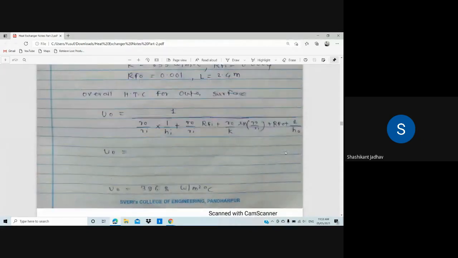Overall heat transfer coefficient for the outer surface. So all of you write down this equation. What is the equation? We already derived it in yesterday's lecture. UO is equal to 1 divided by [RO upon RI into 1 upon HI plus RO upon RI RFI plus RO by K ln of RO by RI plus RFO plus 1 upon HO].